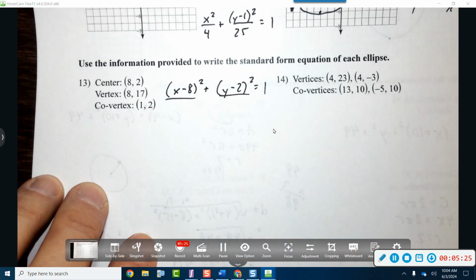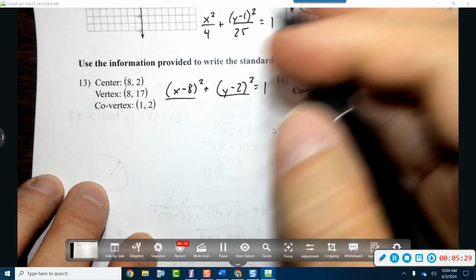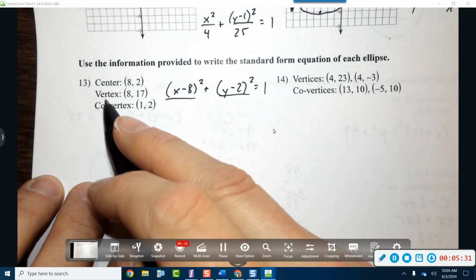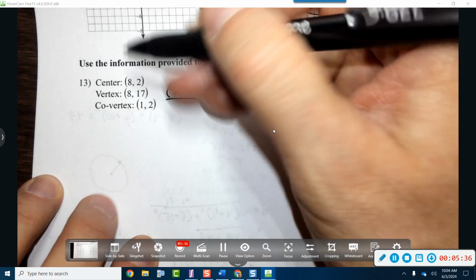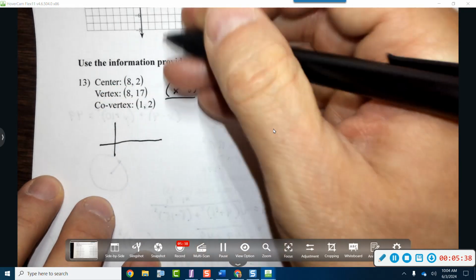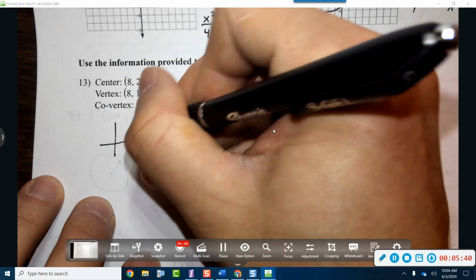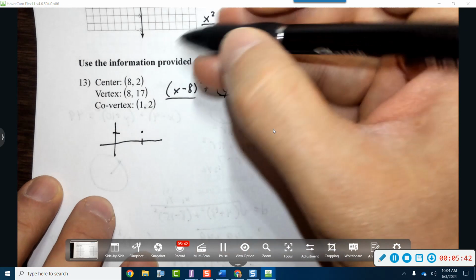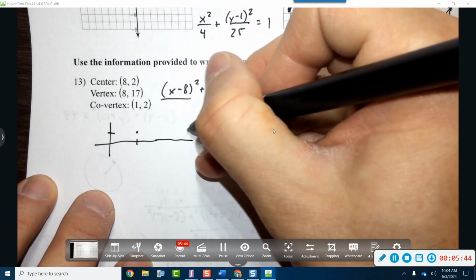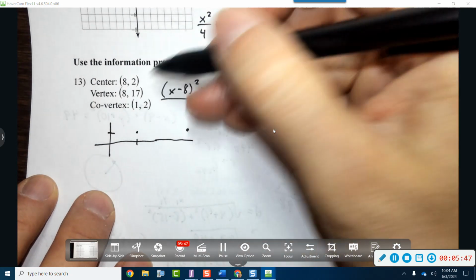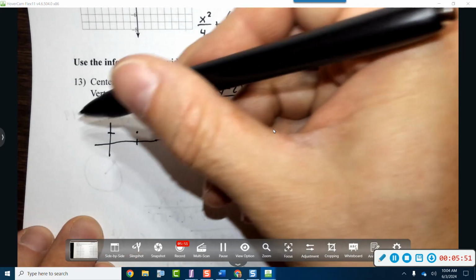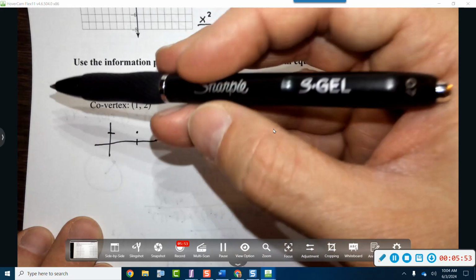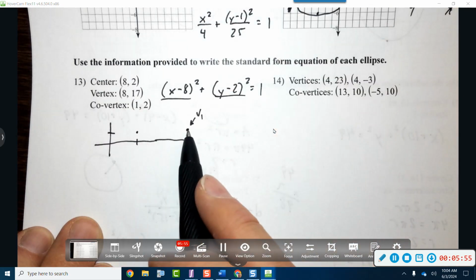So what we've got to do is figure out, we know where the center is. So let's figure out how far are we. Oh, right there. So if I have a center at 8, 2, so let's just go 8, 2. And then I went all the way to 8, 17 for one of my vertices. The other one has to be over here. Now I don't actually care what's over here. I just care what is that distance.